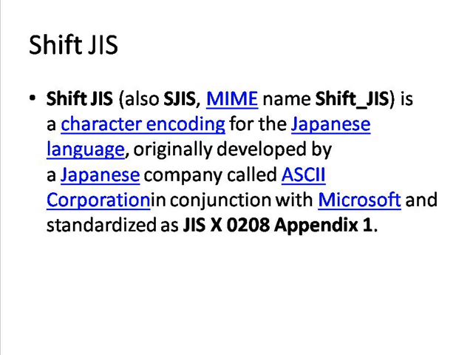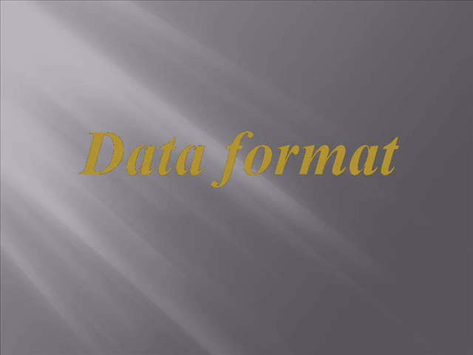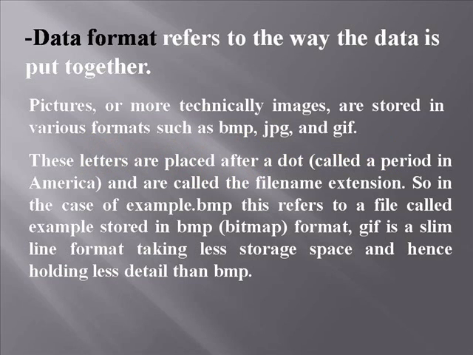Pictures, or more technically images, are stored in various formats such as BMP, JPEG, and GIF. These letters are placed after a dot, the period in America, and are called the file extension. So, for example, a BMP differs in how the file is stored. GIF is a streamlined format saving storage space and hence smaller in size than BMP.